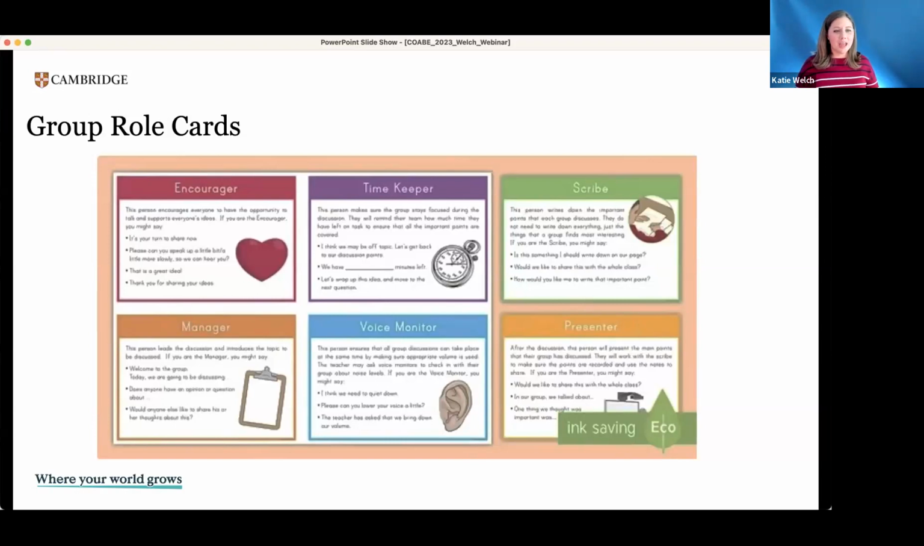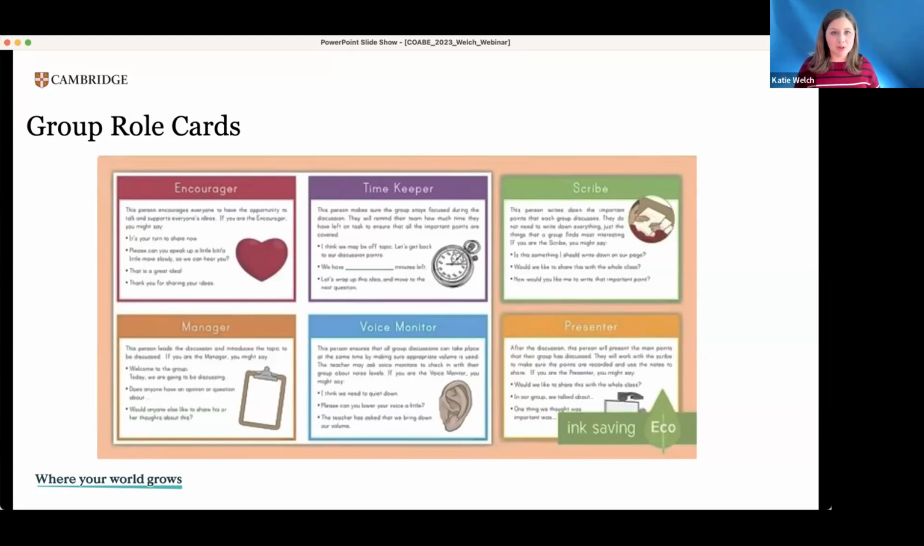If I have someone that's going to be particularly strong in writing, I may go ahead and assign them to be the scribe. If I have someone that I know is reluctant in speaking, I may give them a card. For example, the voice monitor in this situation actually has some language in there for them. It says, I think we need to quiet down. Please, can you lower your voice a little? The teacher has asked that we bring down our volume.